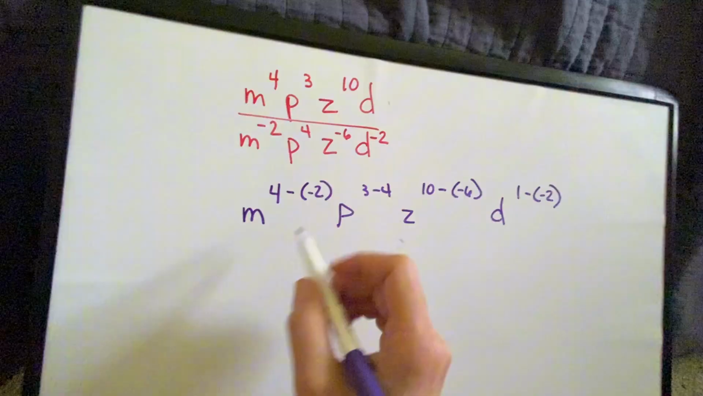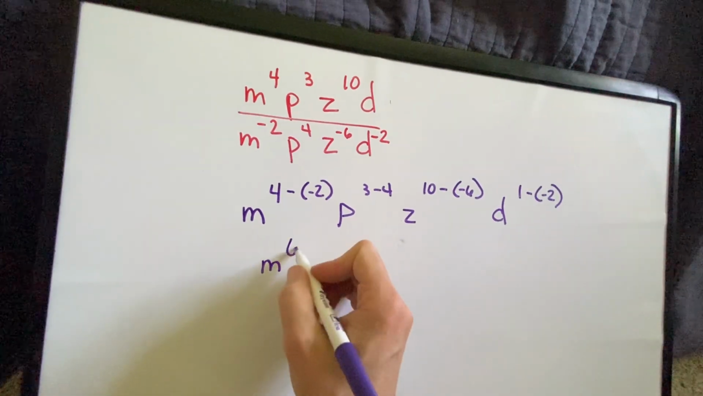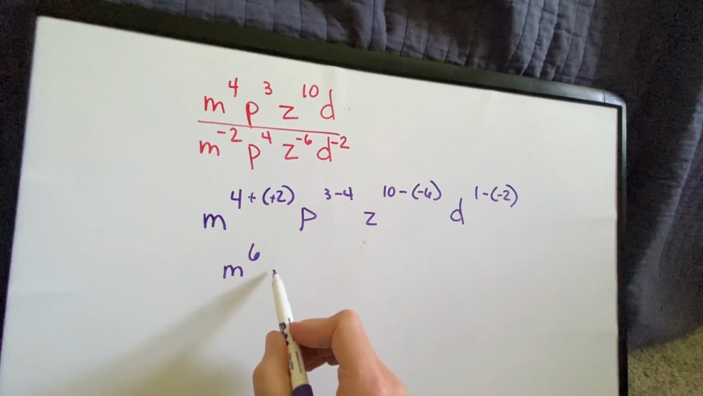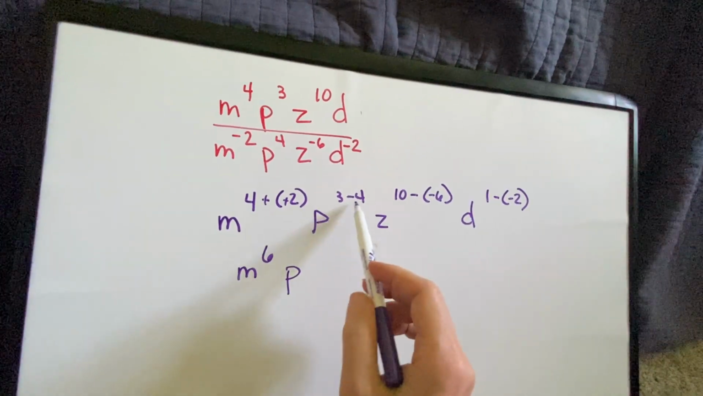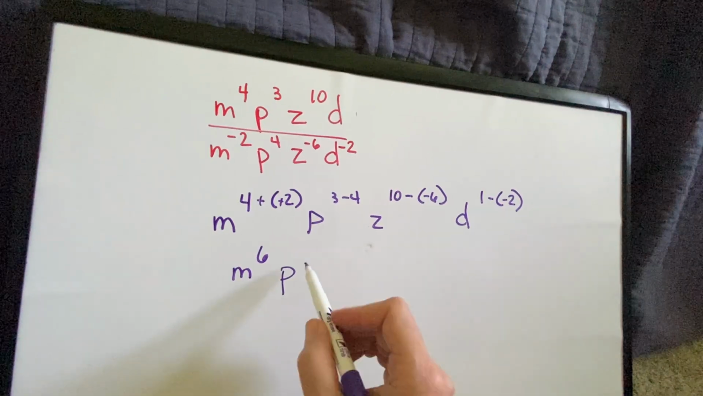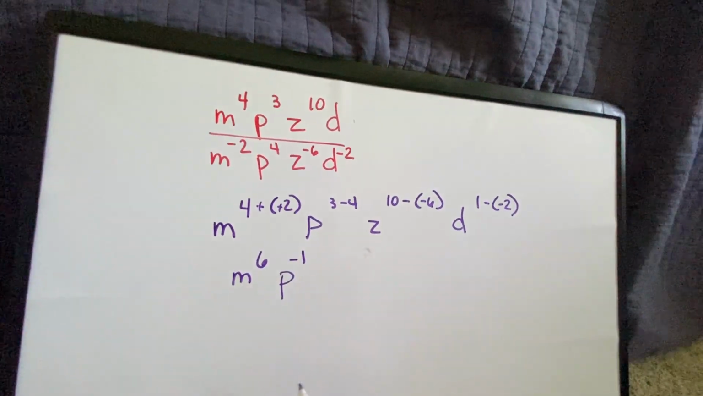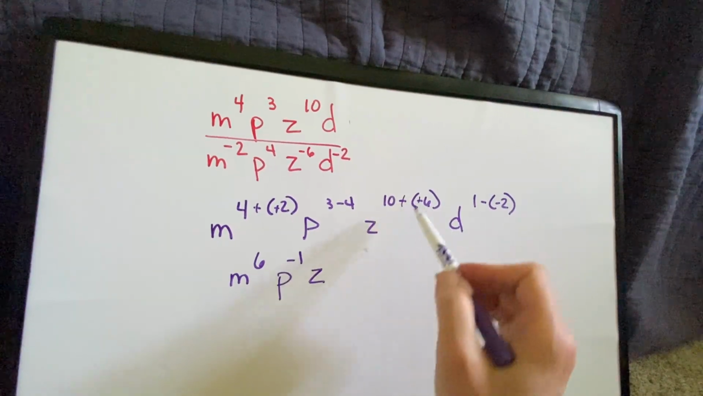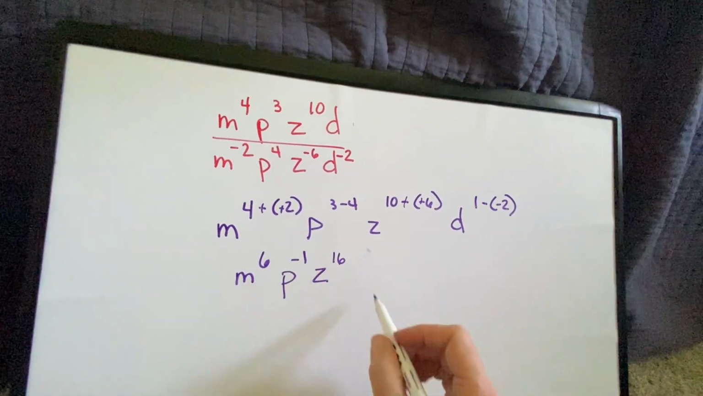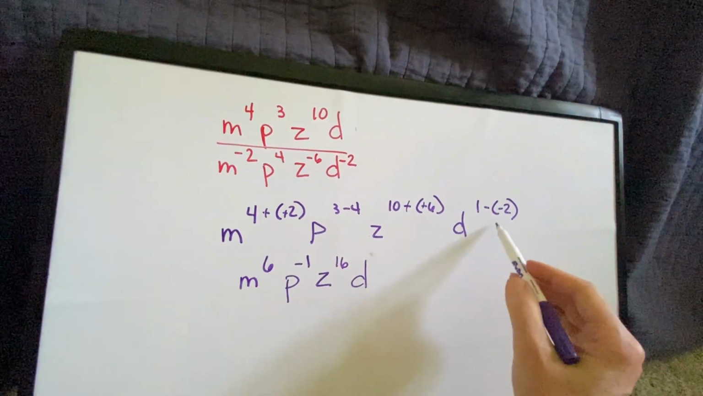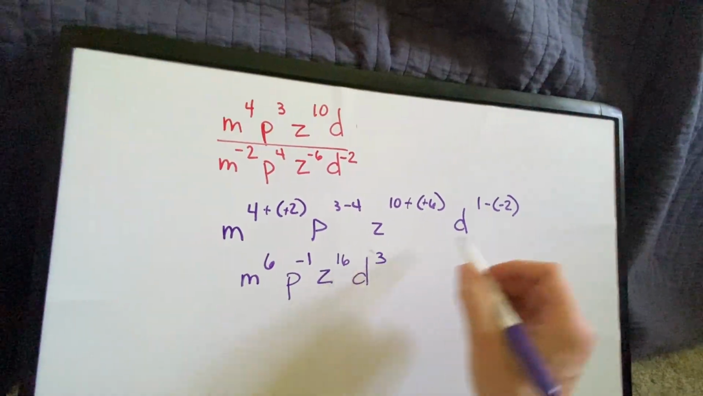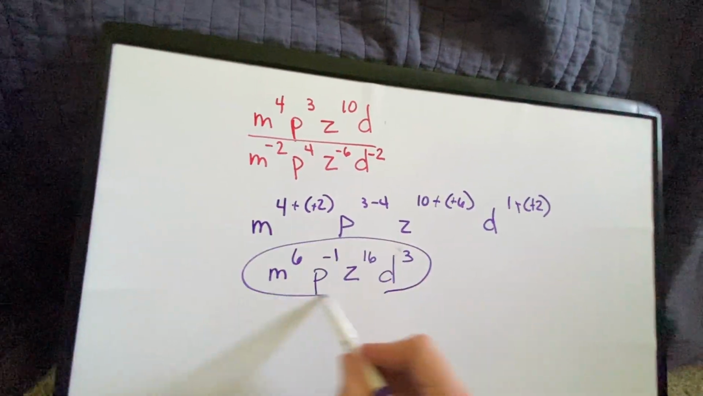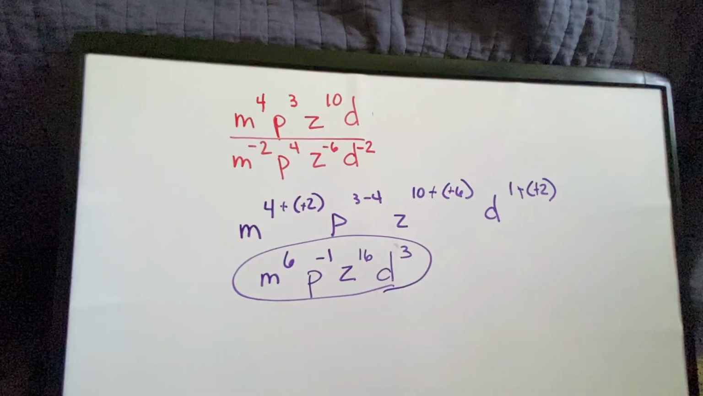And now we just need to simplify. This is m to the 6th. 4 minus a negative 2, those become plus. 3 minus 4, different signs, subtract. 4 minus 3 is 1. It's negative. Z, 10 minus negative 6, that becomes positive, that becomes 16. And D, 1 minus negative 2 is plus, and so that would be 3. This is our answer because they wanted everything in the numerator.